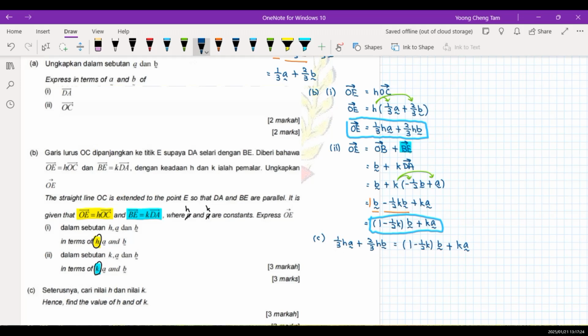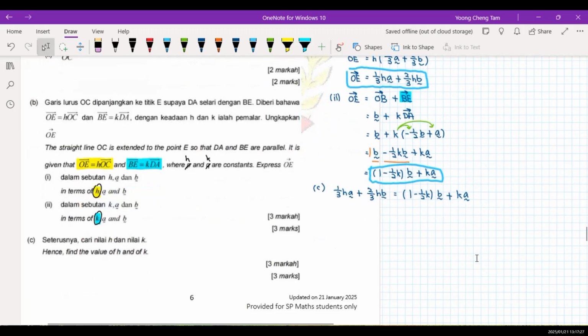Now we'll use a very important technique in this chapter, which is compare the vector. Let's compare vector A first. On the left hand side, we have 1 over 3h. Of course, no need to write the vector, just write the coefficient for the vector. So 1 over 3h equals, on the other side, k. And this will be your first equation.